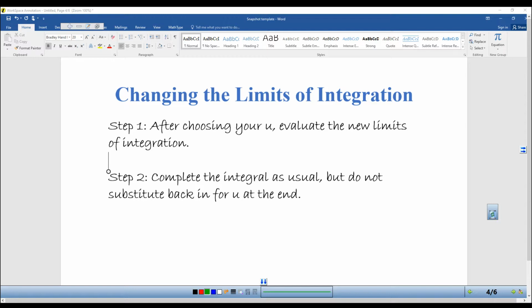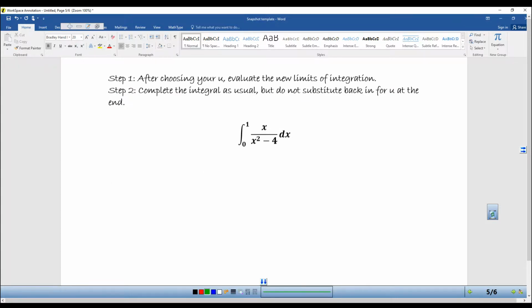This is a Shaffer Snapshot on how to change the limits of integration. The first step is going to be to choose your u and use that to evaluate your new limits. And then we're going to just complete the integral as usual. We just don't have to substitute back in at the end, which a lot of people like. I'll show you using an example.